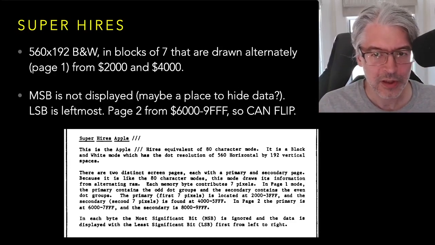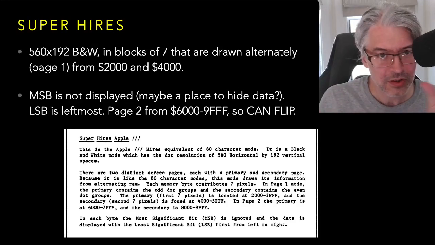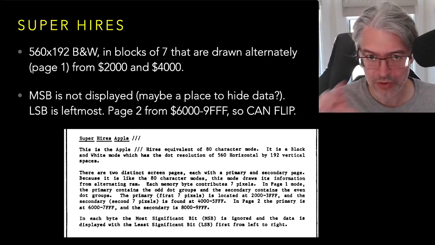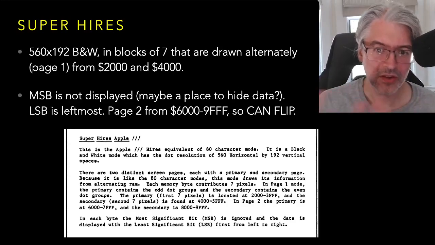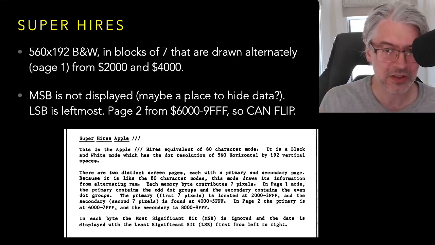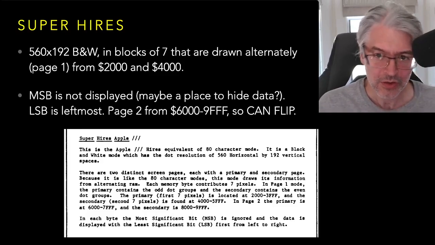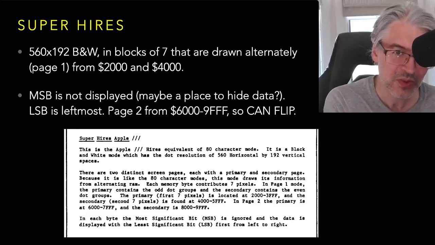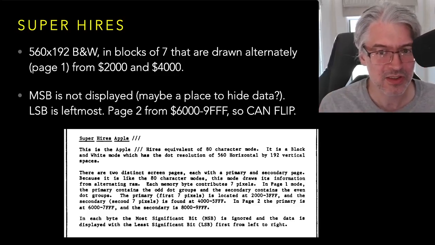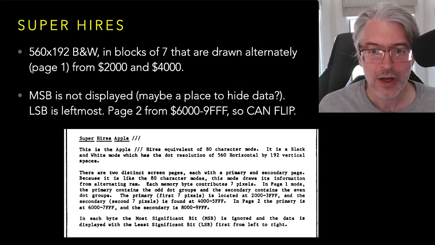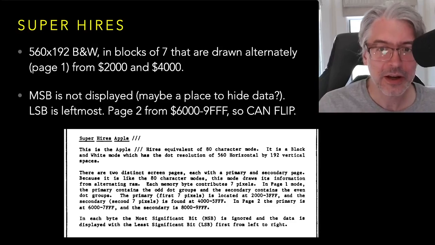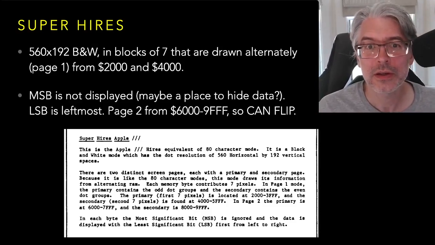Interestingly, this one can also flip. So it's using 2000 and 4000 together to make this 560 by 192 space. But then it also has a full second page from 6000 to 8000. So 6000 is the first set of blocks, and 8000 is the second set of blocks for page 2. So you can do page flipping, and it'll use the entire bank to do it.